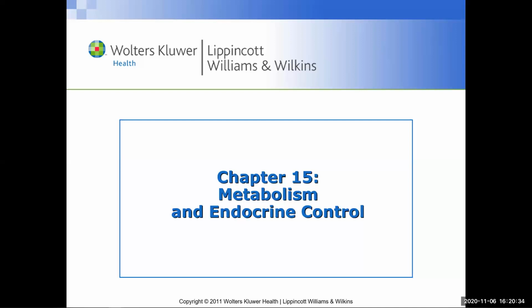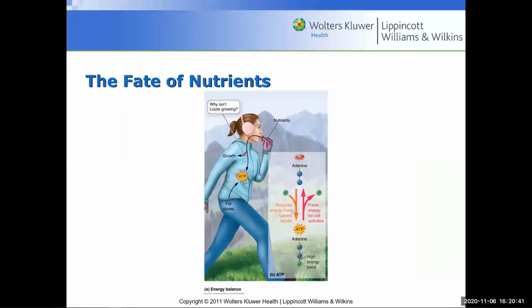And today we'll be looking at metabolism and endocrine control, something that is very important, as really are all the other processes in the body. Now, in terms of the fate of nutrients, when we look at this image here, the question being asked is, why isn't Lizzie growing? Because Lizzie is taking in her nutrients in the form of what looks like a power bar, and of course, we're not seeing any growth. So very importantly, Lizzie's high energy needs divert all of her nutrients from growth to ATP production.